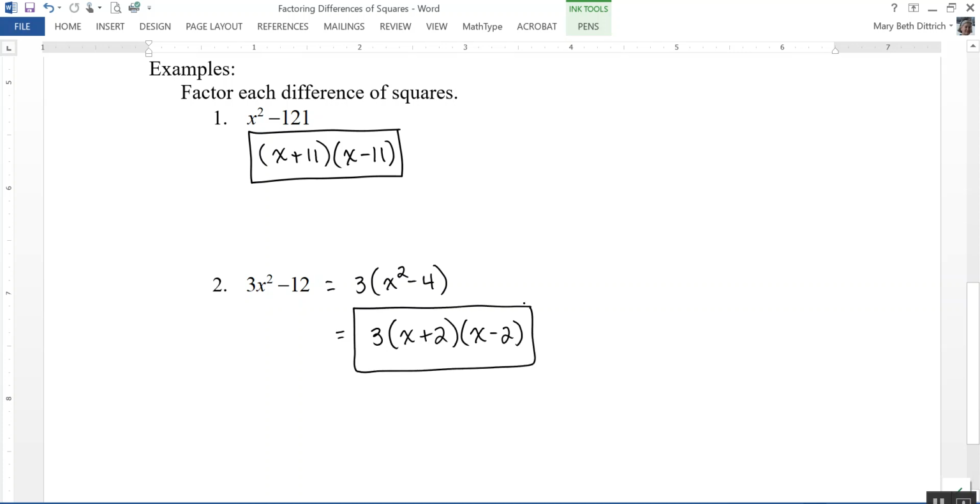So in this video we took a look at how to recognize and factor differences of squares. So it's a perfect square minus another perfect square, and it will factor into the square root of the first term plus the square root of the second term, square root of the first term minus the square root of the second term.